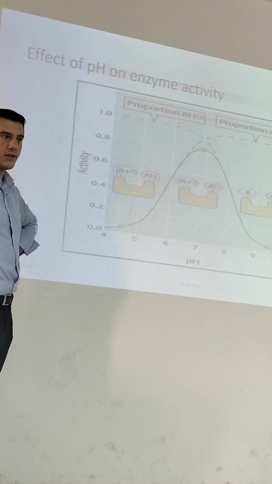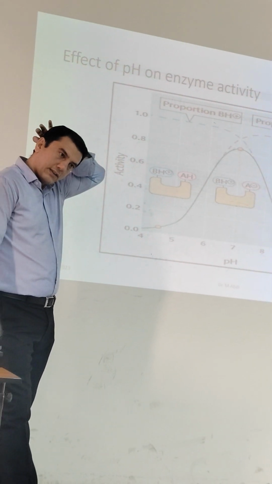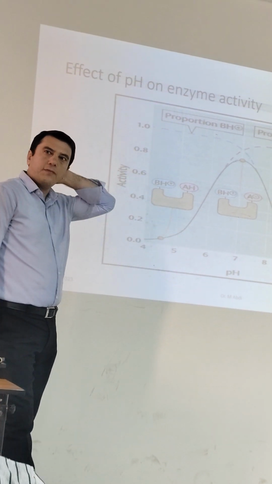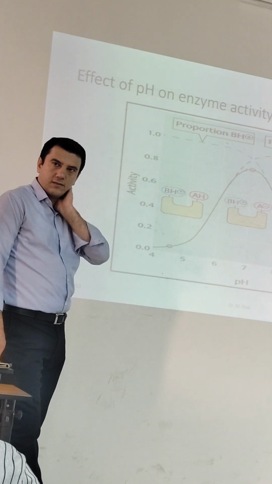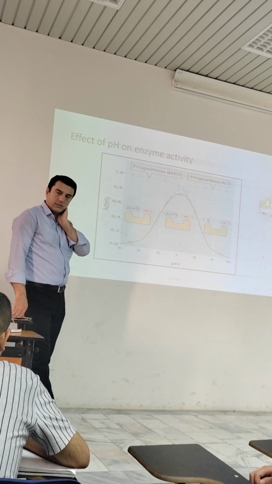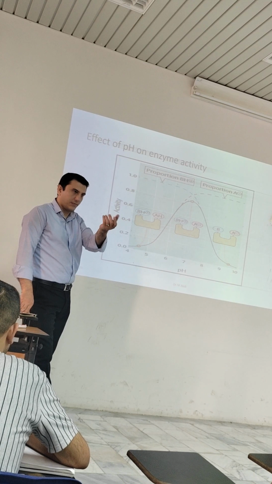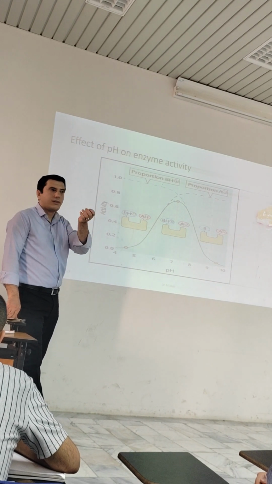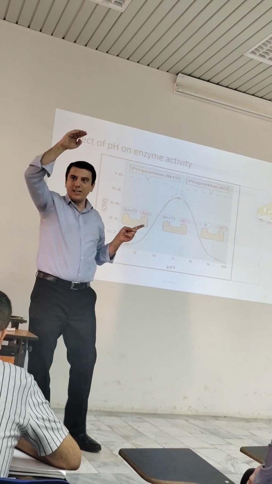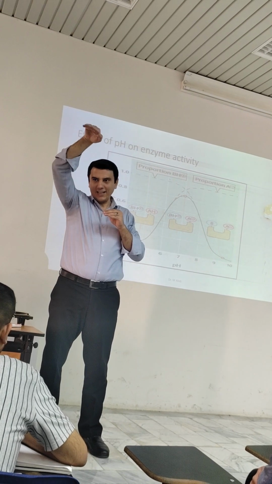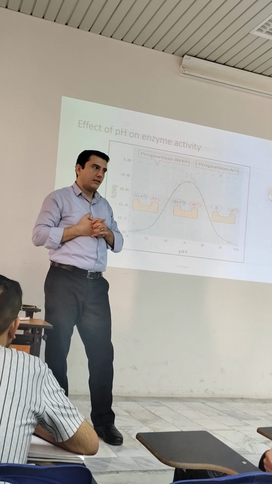What is the enzyme structure? Protein. Most of them are protein. Okay, so proteins are affected by pH. And if pH decreases, it becomes acidic, and if it increases, it becomes alkaline, basic, and vice versa. So you are true, and your point is correct.